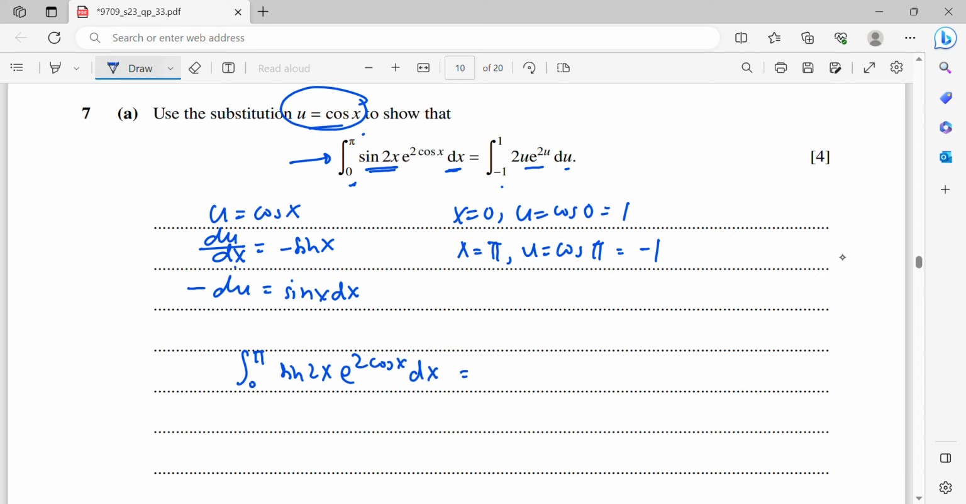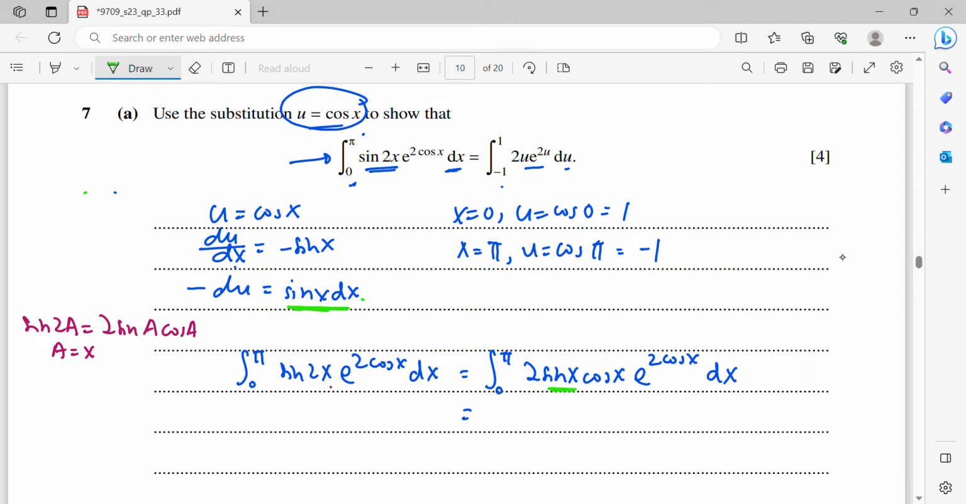Now this sine 2x I can change using the double angle formula. Sine 2a is 2 sine a cos a, whereby my a is the x. That means I will be getting 0 to pi, and the sine 2x itself will be changed to 2 sine x cos x, times the exponential 2 cos x dx. Okay, and then from the previous step, sine x dx.